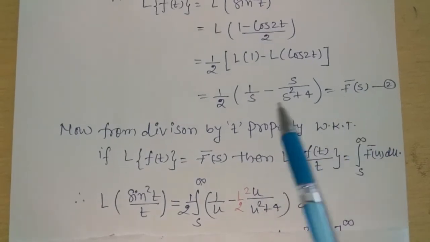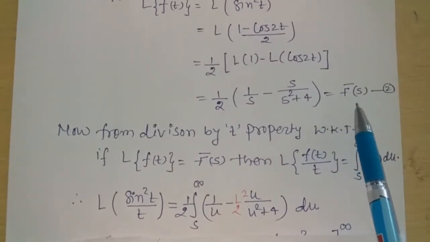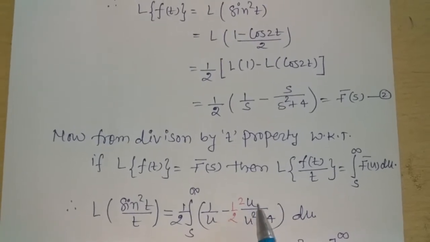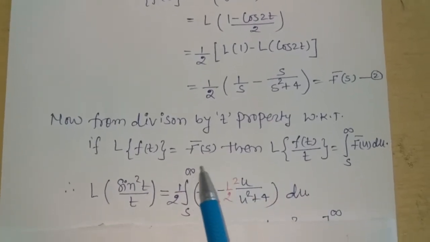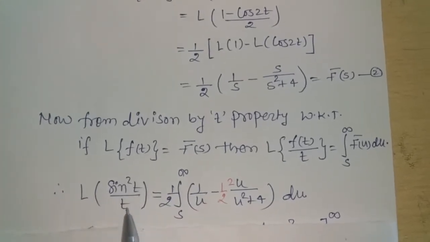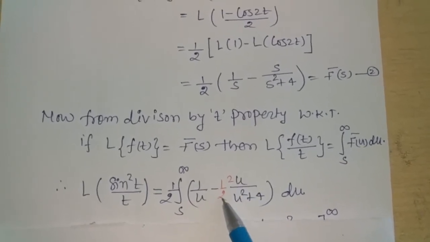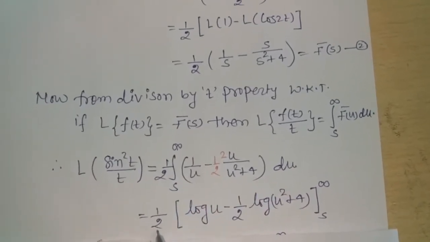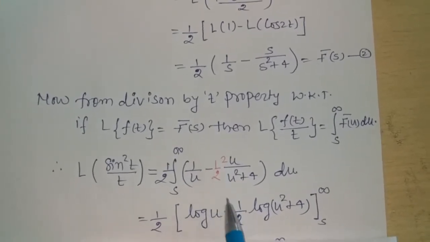So f bar s is 1 by 2 into [1 upon s minus s upon s square plus 4]. So f bar u is 1 by 2 constant, [1 upon u minus u upon u square plus 4] du. Now the value of this integral gives us the Laplace transform of sin square t by t. Here we multiply and divide by 2. Integral of 1 upon u is log u, 1 by 2 constant as it is. Integral of 1 upon u is log u minus 1 by 2 as it is.